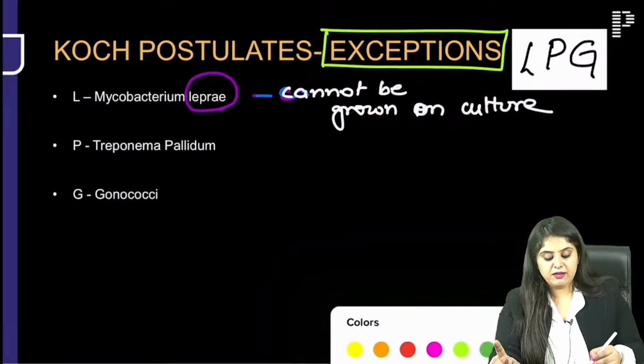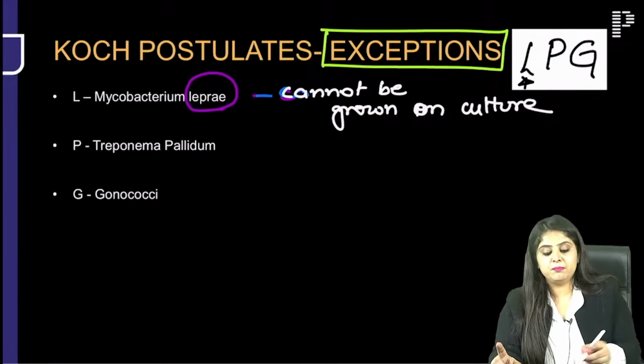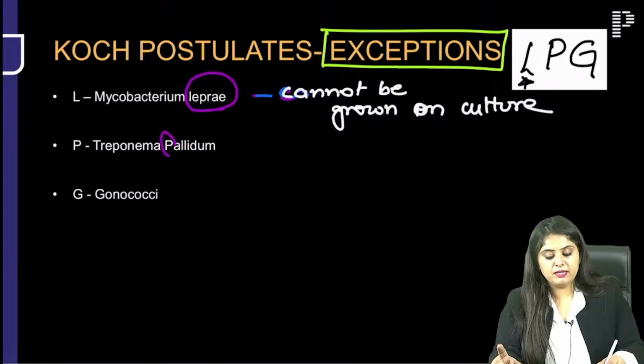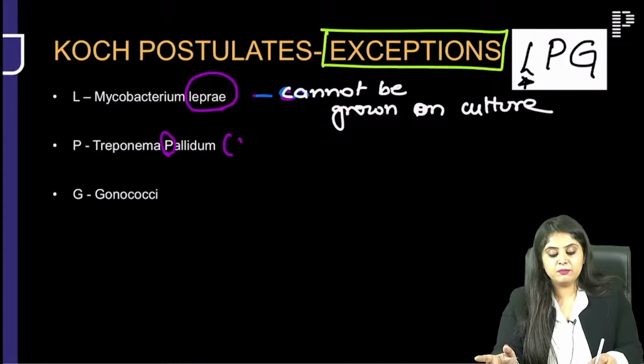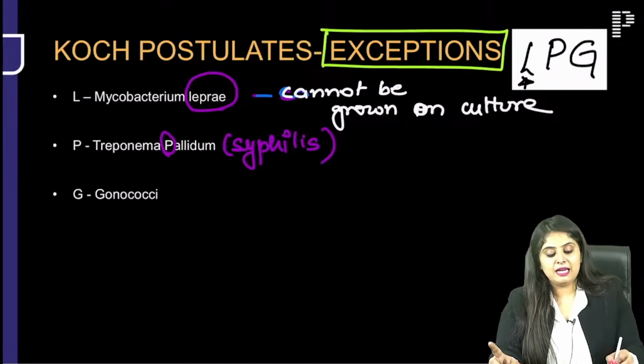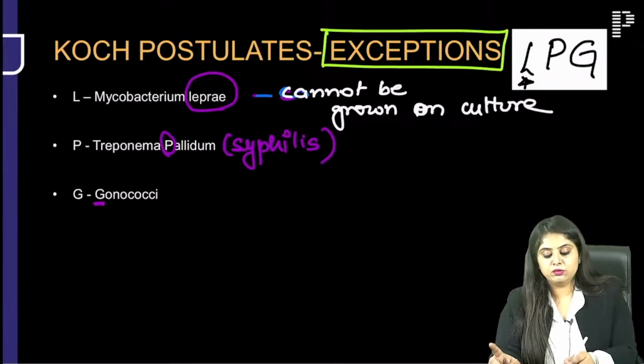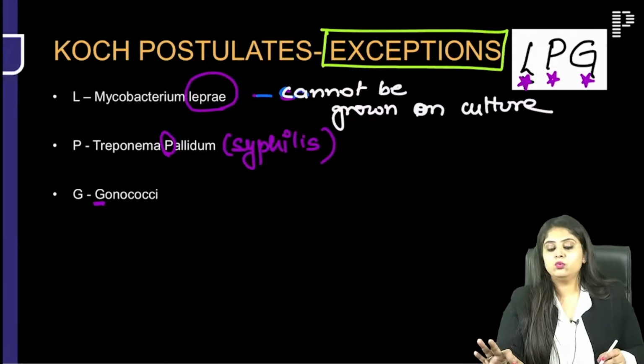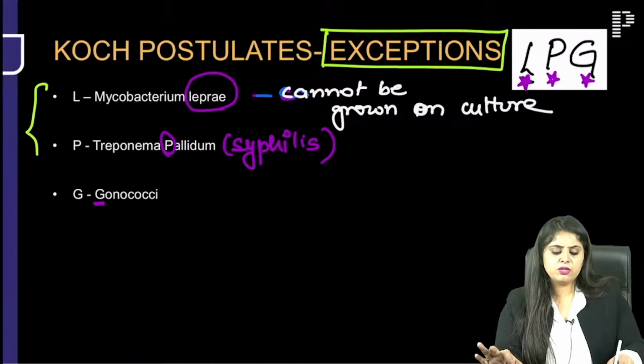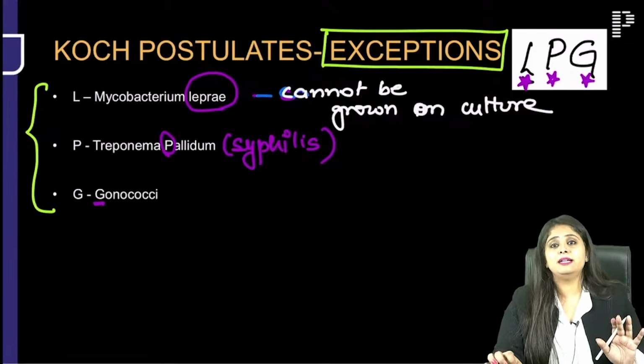So number 1, L for Mycobacterium leprae. P for what? Treponema pallidum. For those who don't know, Treponema pallidum causes a disease called syphilis. This is also a rule breaker. And lastly, G for gonococci. So please remember Mycobacterium leprae, Treponema pallidum and gonococci. These 3 are rule breakers. I will teach you about them later on. Abhi we are doing LPG rule breakers.